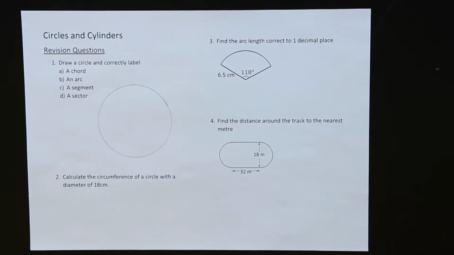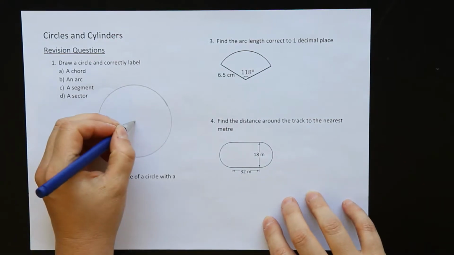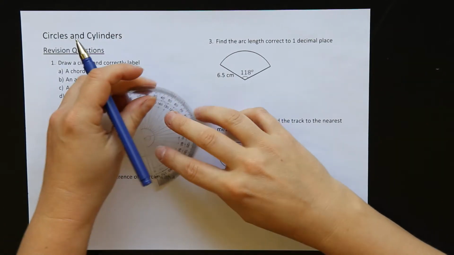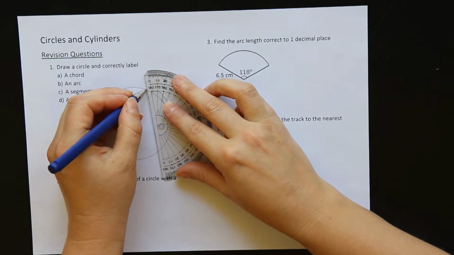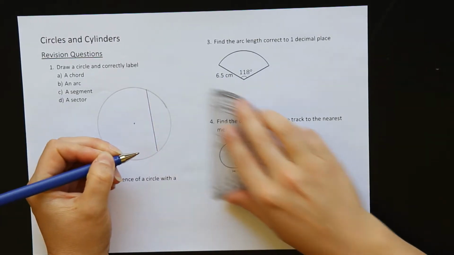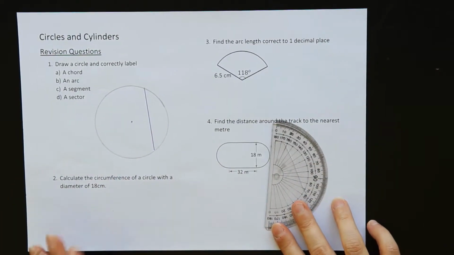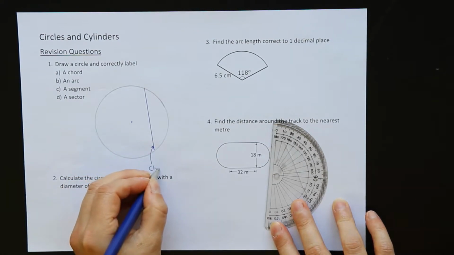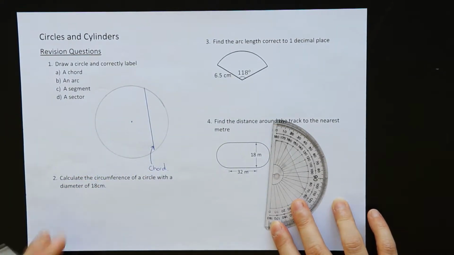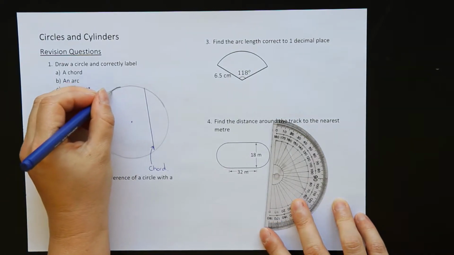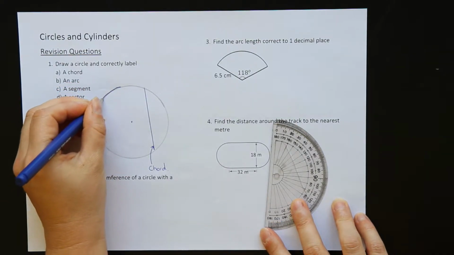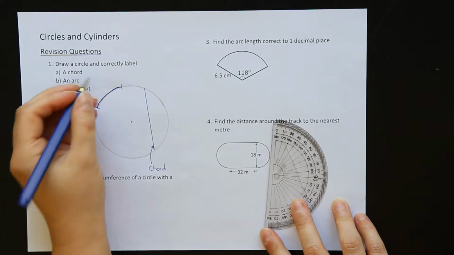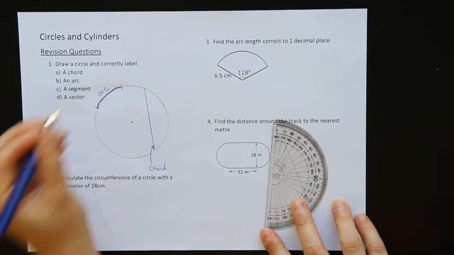Okay, so we want to draw on there a chord. A chord is a line that goes from one side of the circle to another. That there is an example of a chord. An arc is a section of the circumference, so it can be as big or as small as you like, but a chunk of the edge of the circle like that is an arc.